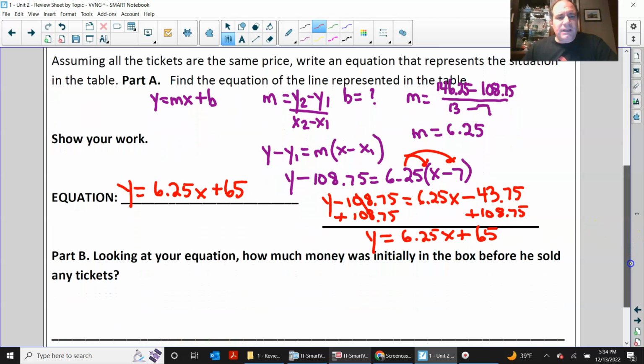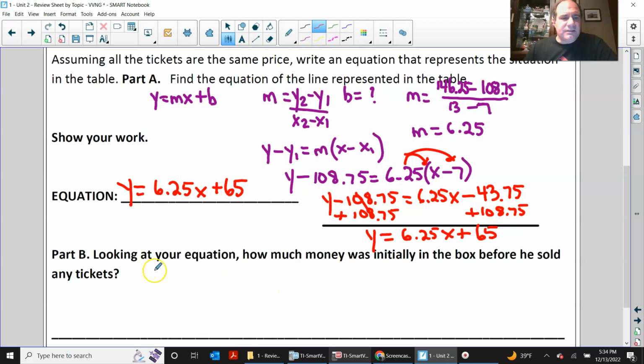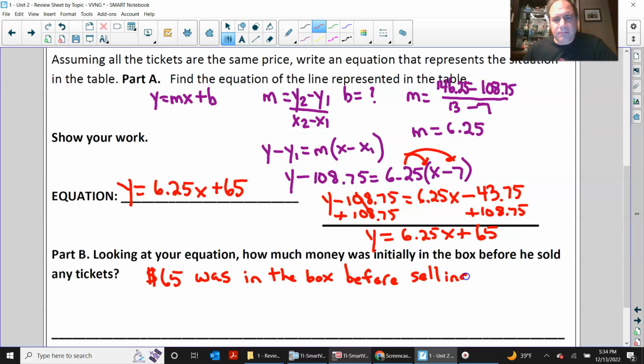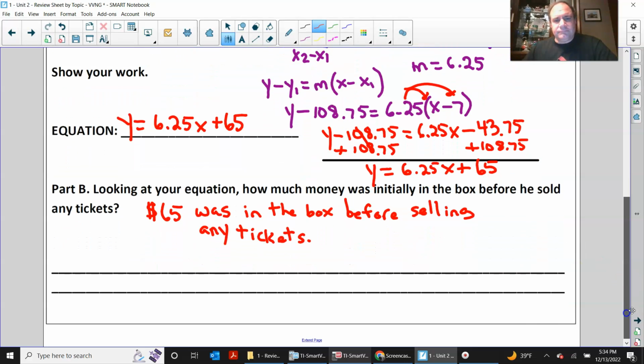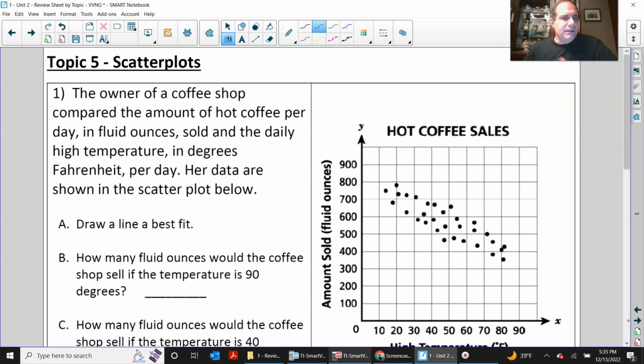So part B, looking at your equation, how much money was initially in the box before selling any tickets? It was $65. Was in the box before selling any tickets. And that's it. All right. Could have wrote that on the line, but I guess not.